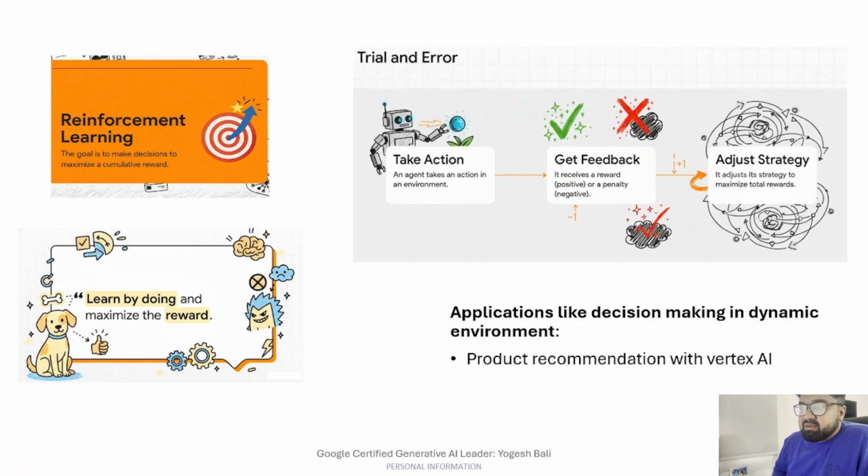Here we do some action, then we get feedback, and if feedback is positive, good. If feedback is a penalty or it is negative, we adjust the strategy and again do the work. So this kind of pattern is helpful in decision making in dynamic environments, like for example in product recommendation. So we suggest a product to a customer. If he likes it, that means our algorithm is doing good, and if the customer dislikes it, we take this feedback, improve our model, and similarly start providing further product recommendations to him.